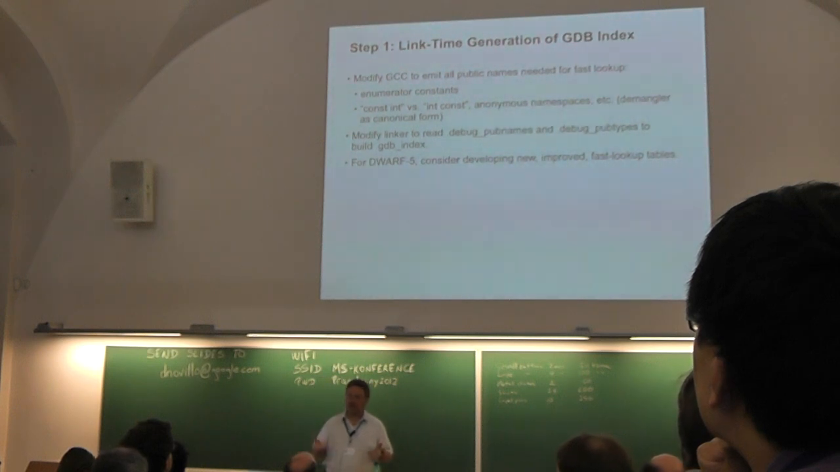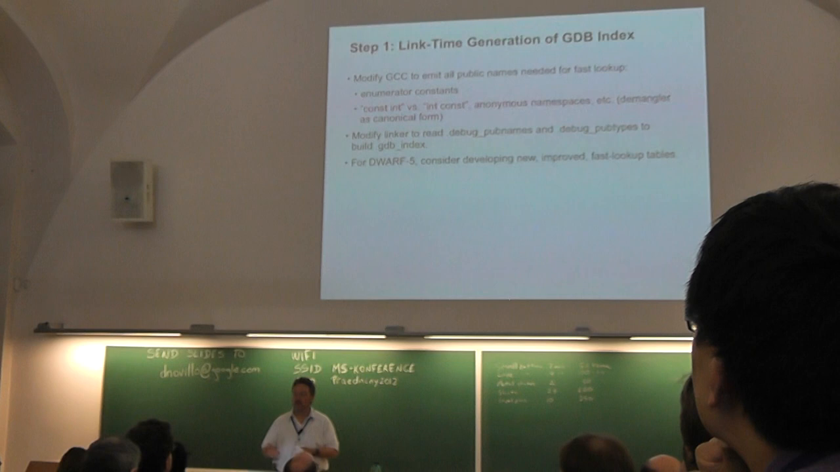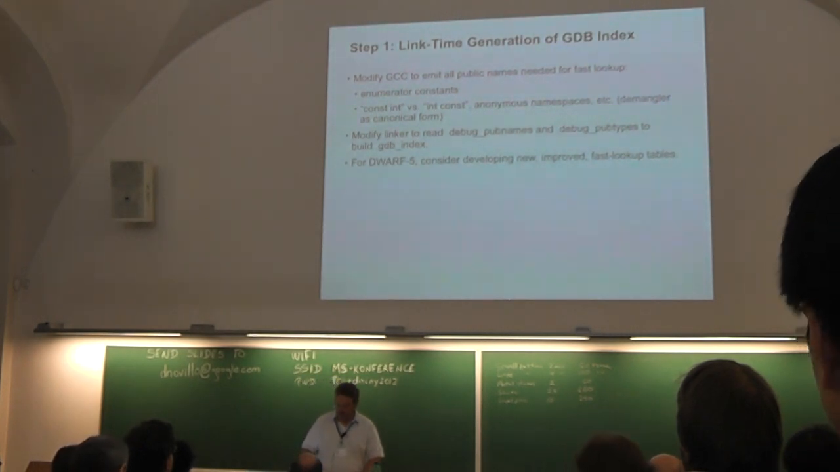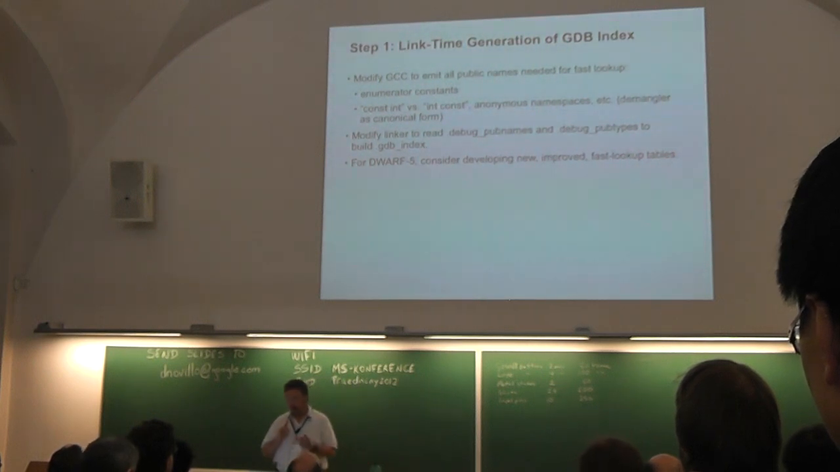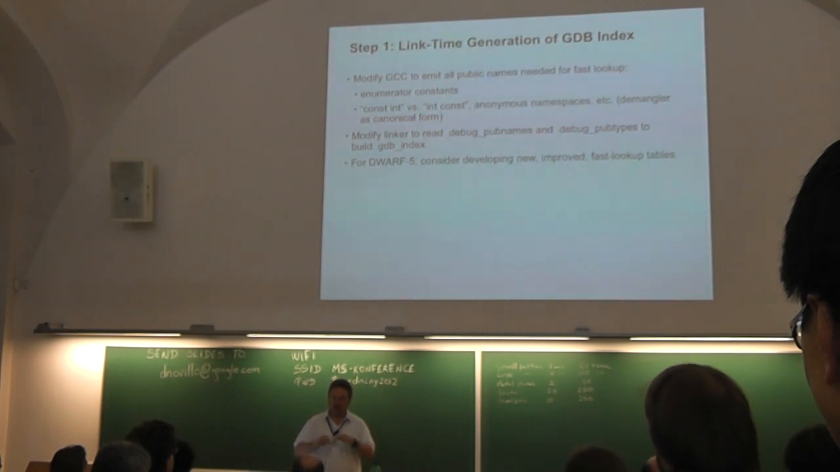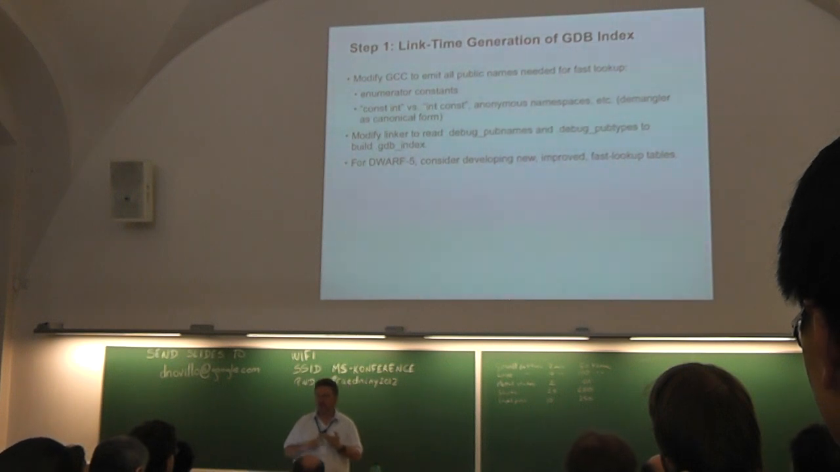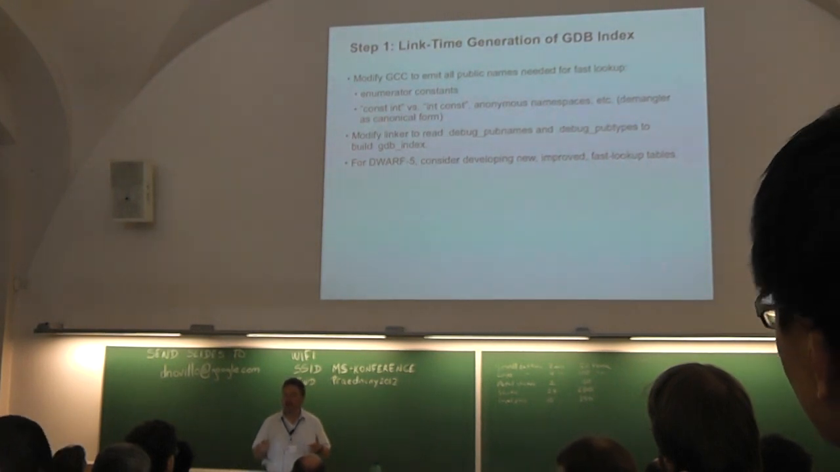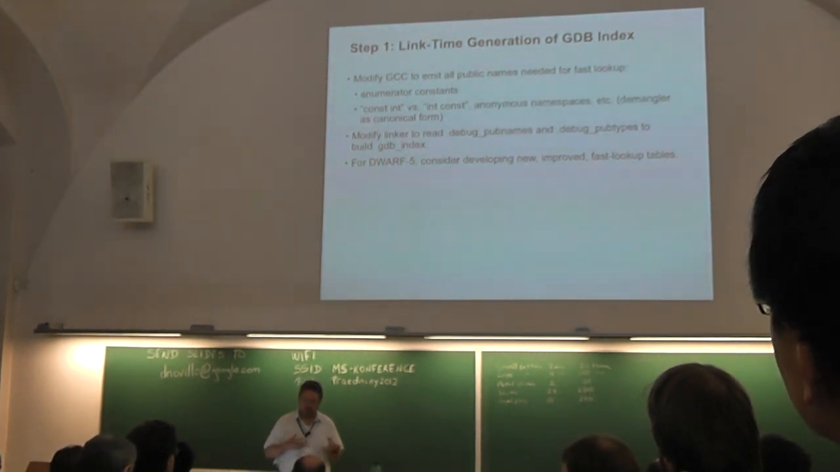Now, ideally, pubnames tables were designed so that they could be used directly by the debugger. All the linker would have to do is throw them all together, put them in the output file, and it would have the fast lookup tables there. But in practice, GDB has never actually implemented pubnames tables, partly because they're not reliable. There's been a lot of bugs, with compilers not generating pubnames correctly. And then there's also expectations that GDB has of things in pubnames that a literal reading of the DWARF spec would lead you to believe are not supposed to be there. So there's some things we need to clean up.